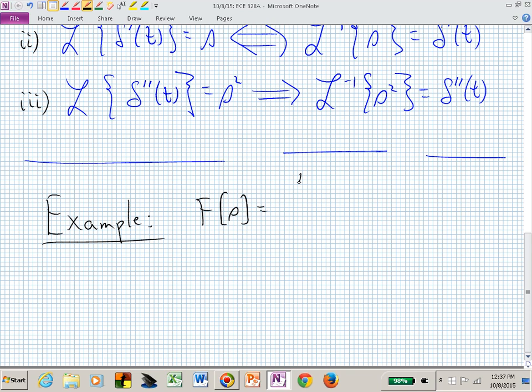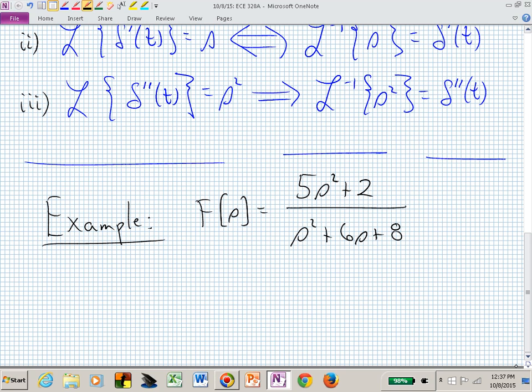Suppose F of s is (5s squared plus 2) over (s squared plus 6s plus 8). Before you start jumping in and doing an inverse Laplace transform, what's the first question you have to ask yourself? Look at the order of the numerator and the denominator.